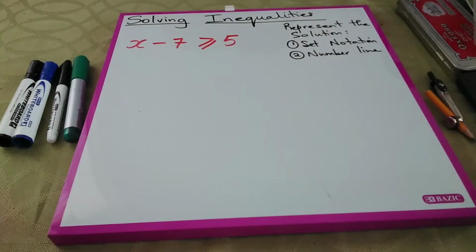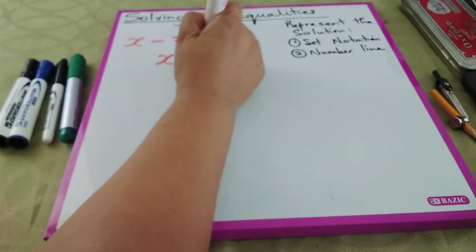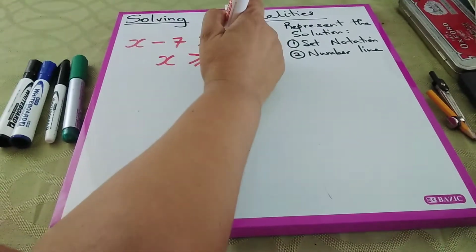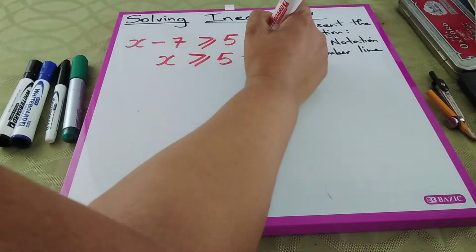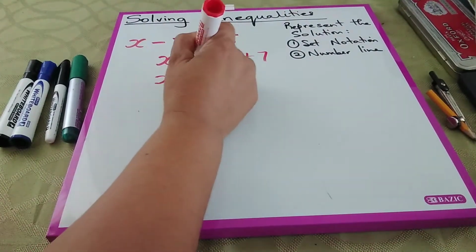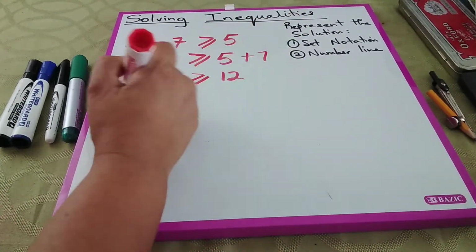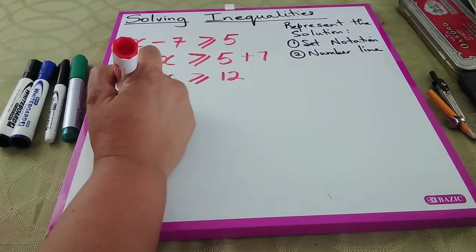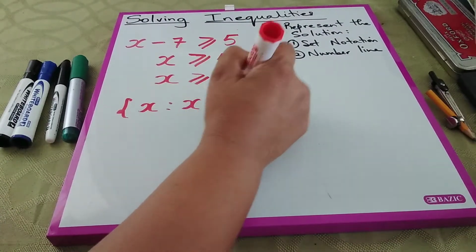So we're going to do the next example. X minus 7 is greater than or equal to 5. Again, we're going to do the opposite operation. So it becomes x greater than or equal to, write back the 5 first. The opposite of minus would be plus. So x is greater than or equal to 12. Notice that there is an extra bar here. So first let's write the set notation, which is x is such that x is greater than or equal to 12.